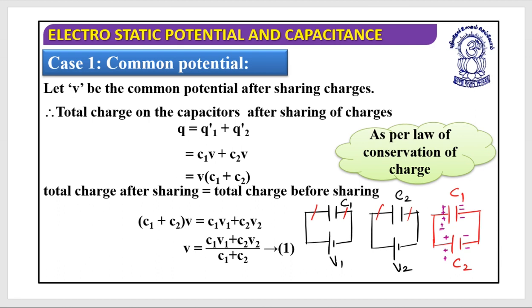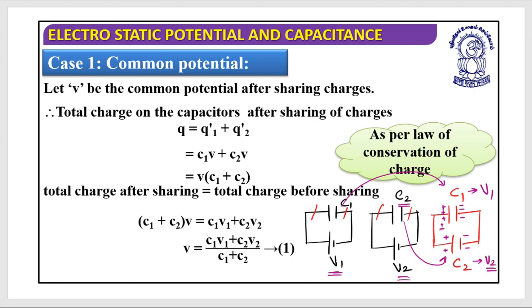So let me revise this. First the situation was that battery V1 was connected to capacitor C1. Initially C1 may be uncharged, but after connecting with V1 it has been charged completely. In the same way, the second capacitor C2 was connected with battery V2, charged, and then disconnected once fully charged. Now both are connected in this fashion. This is C1, this is C2. Let us suppose C1 is at potential V1 and C2 is at potential V2.